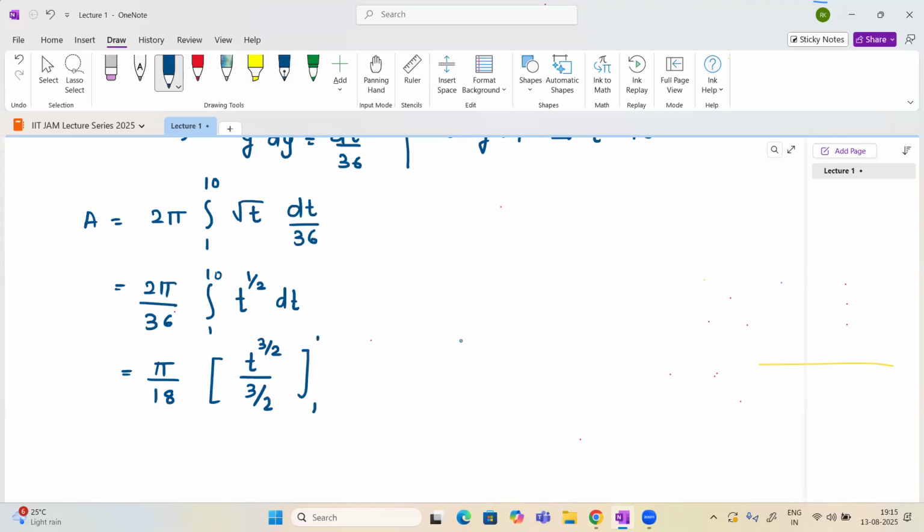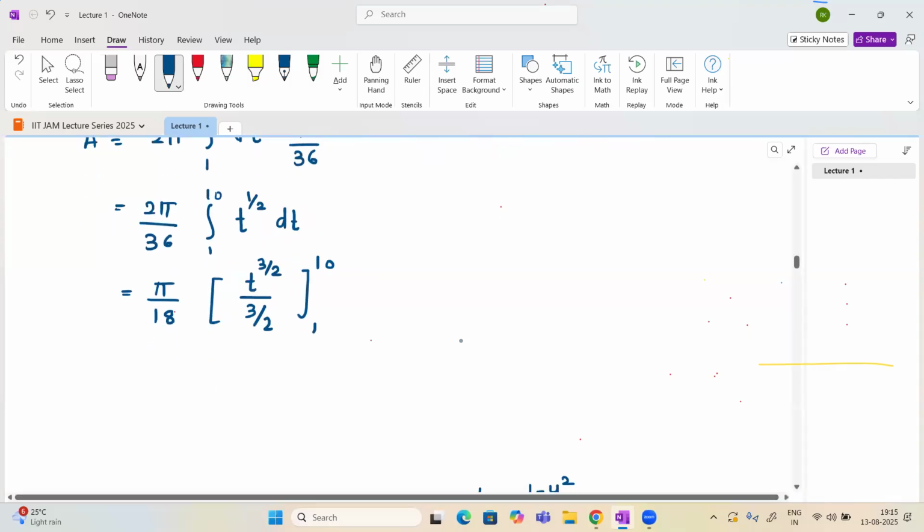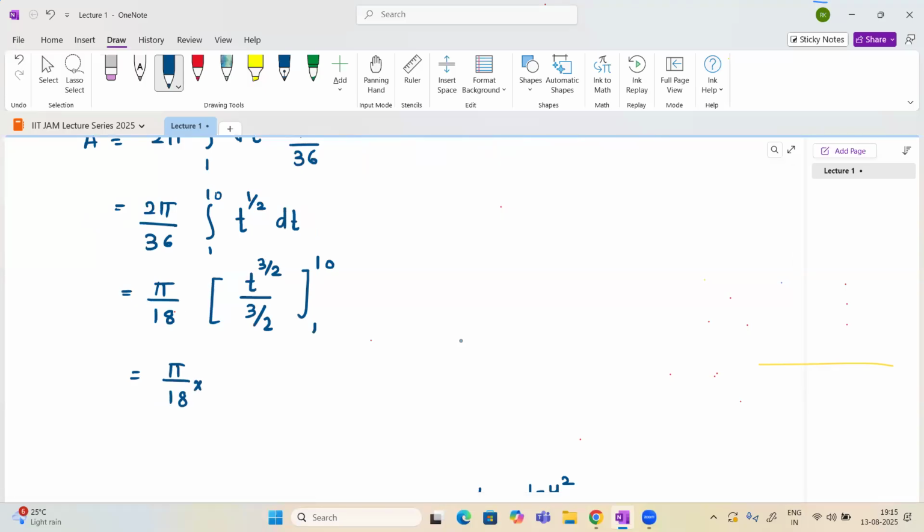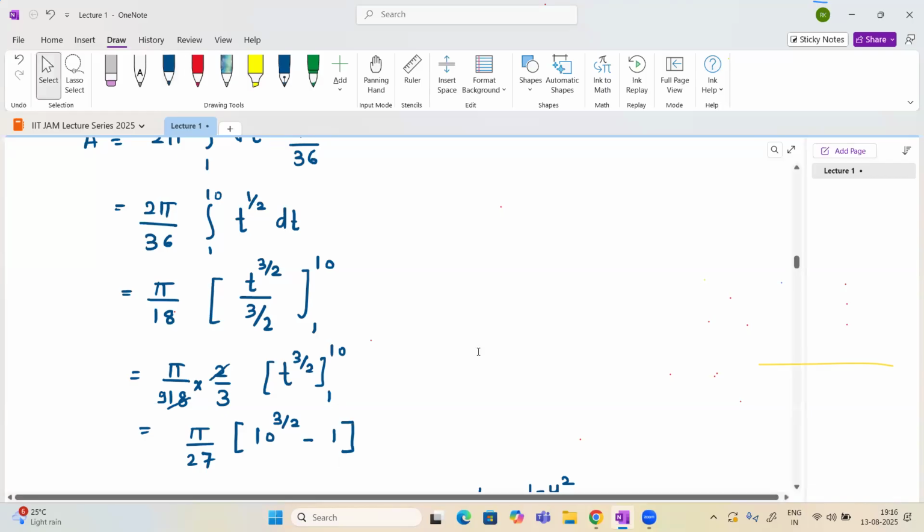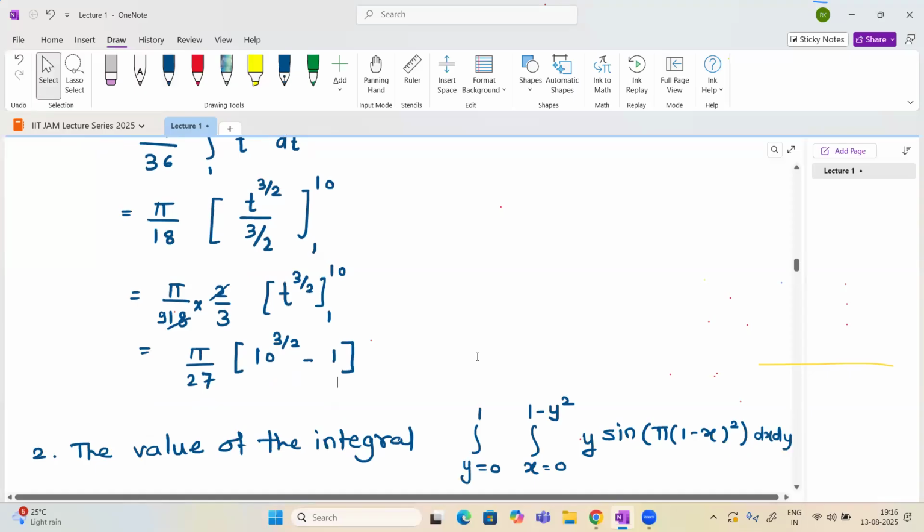Okay, so again, I always take constants outside. To make it more simple, that pi by 18, 3 by 2 will come outside. It is in denominator, so it will be 2 by 3. t raised to 3 by 2, 1 to 10. 2 will get cancelled, agree? You will get 9, and it is pi by 27. If I put upper limit, it will be 10 raised to 3 by 2 minus 1 raised to 3 by 2, which is 1. You cannot find a value of 10 raised to 3 by 2 directly, so I will keep it as it is. So that will be the final answer.